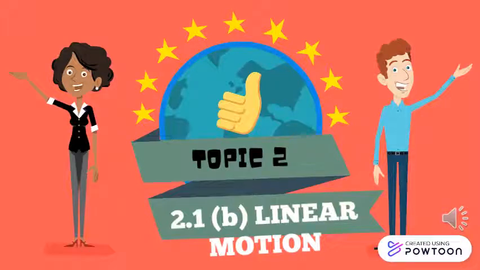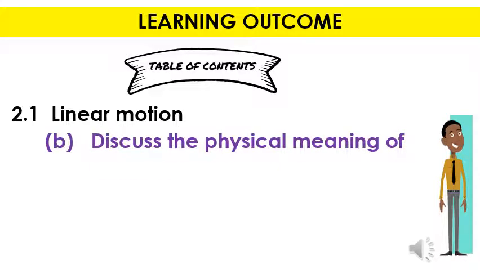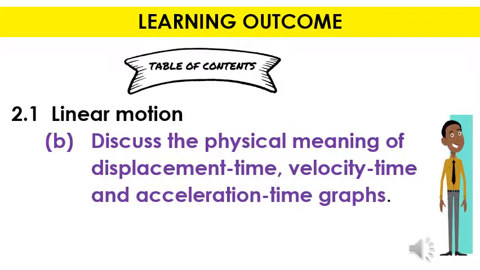Topic 2. Linear motion. At the end of this lesson, you should be able to discuss the physical meaning of displacement time graph, velocity time graph and acceleration time graph.